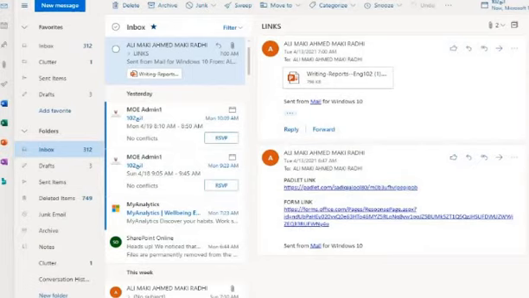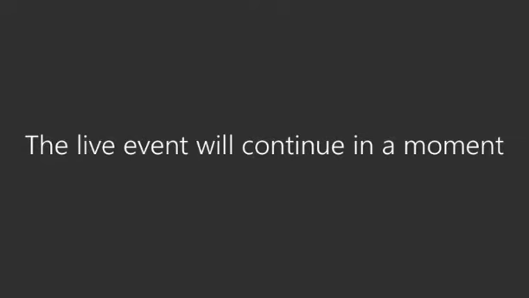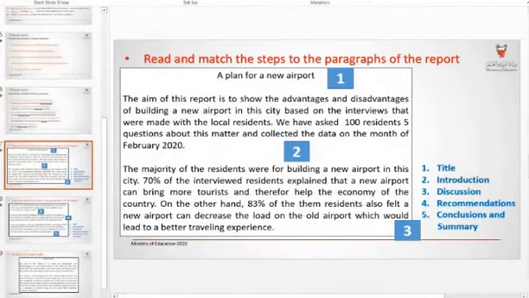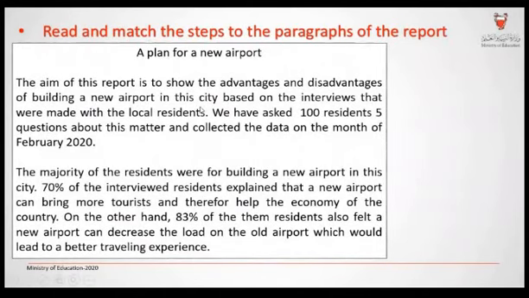So let's move on to our lesson now. Okay, guys, we have nearly come to the end of our lesson. We revised the phrasal verbs, and you are free, of course, to do the form activity by yourself now. And we will move on to the next part, writing a report.